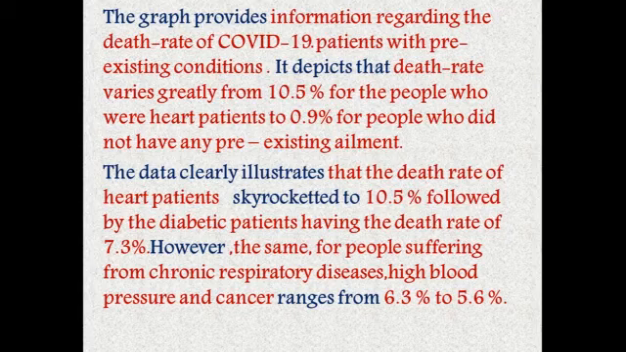My second paragraph: the data clearly illustrates that the death rate of heart patients skyrocketed to 10.5%, followed by the diabetic patients having the death rate of 7.3%. However, the same for the people suffering from chronic respiratory diseases, high blood pressure and cancer ranges from 6.3% to 5.6%.